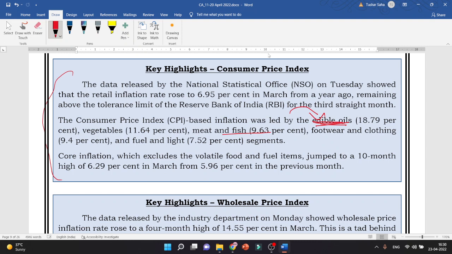So why edible oils? I'll tell you one thing. Ukraine was the biggest supplier of soybean seed, right? Not the oil. Using those soybean seeds, everyone could extract the oil. Since there is a war, the supply is badly hit or even stopped. And Russia was one of the suppliers of sunflower oil. Okay, so there also it was hit. So eventually the demand for palm oil will go up, and palm oil is very costly from Malaysia and Indonesia. So that's why edible oil is one of the factors for the rise in CPI.